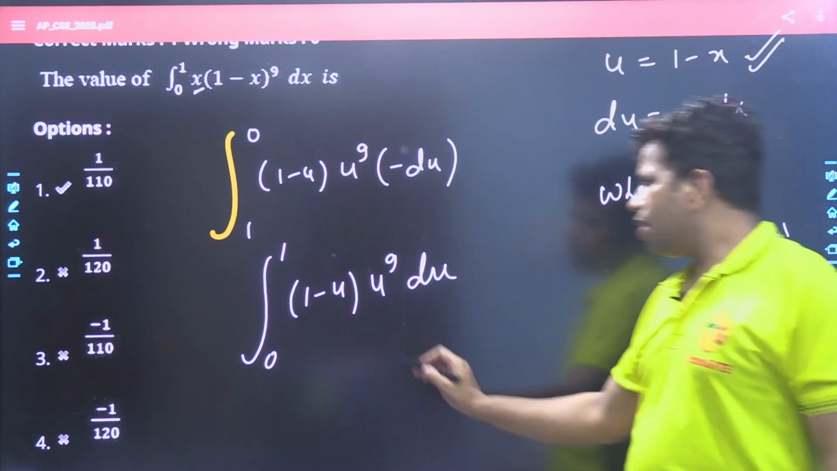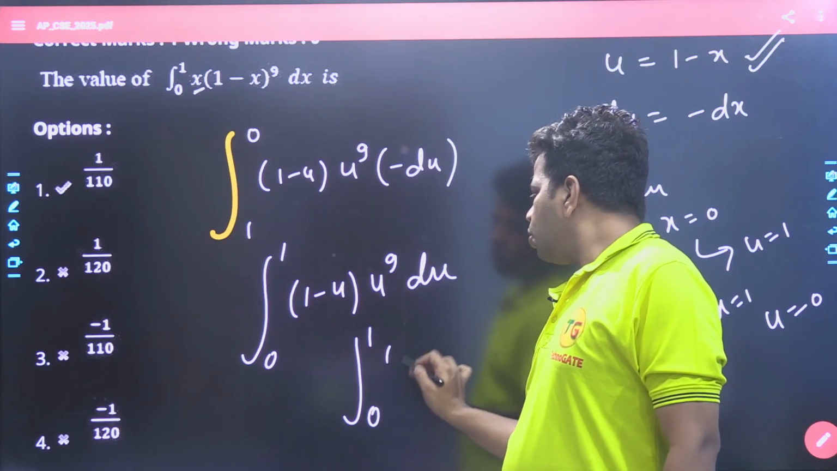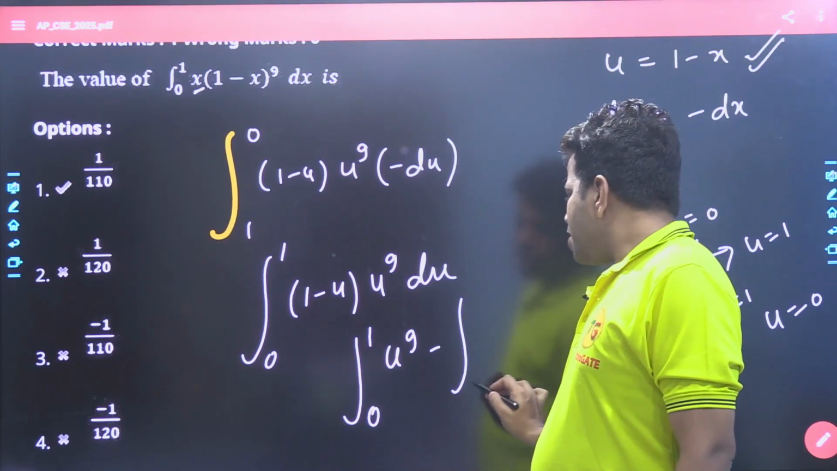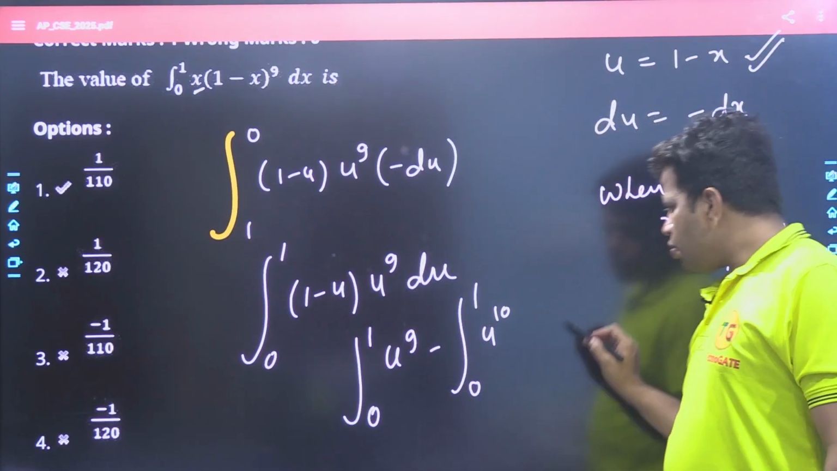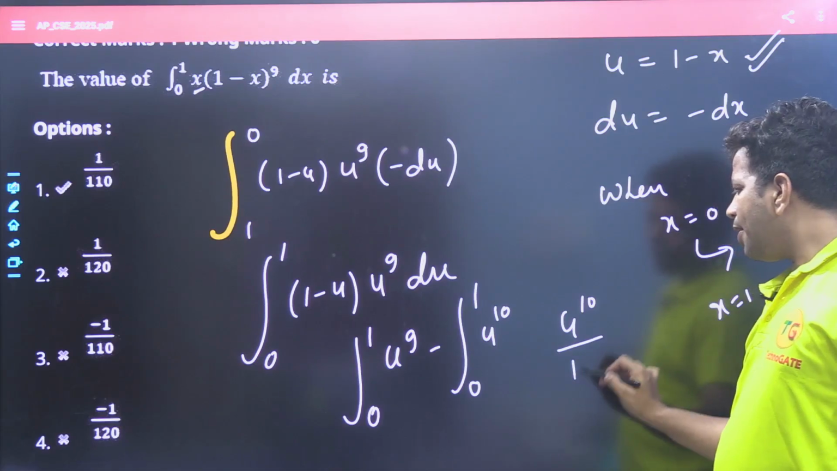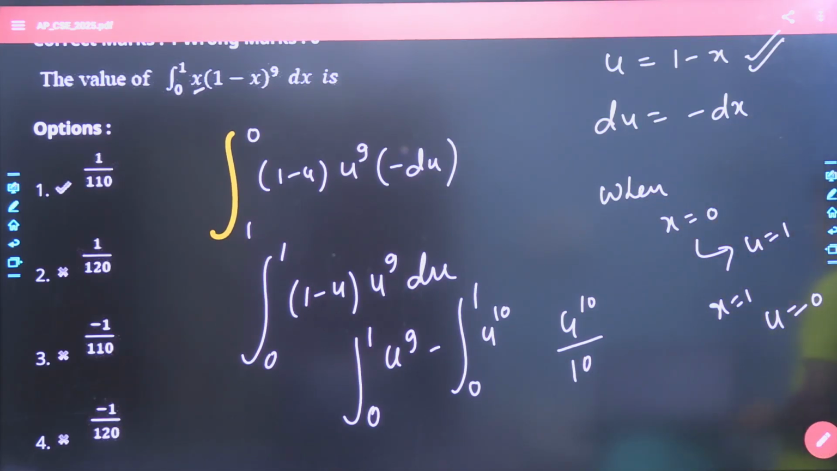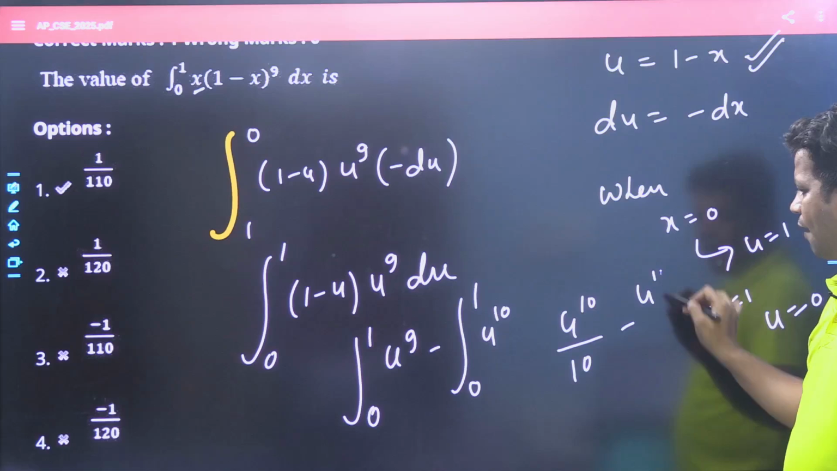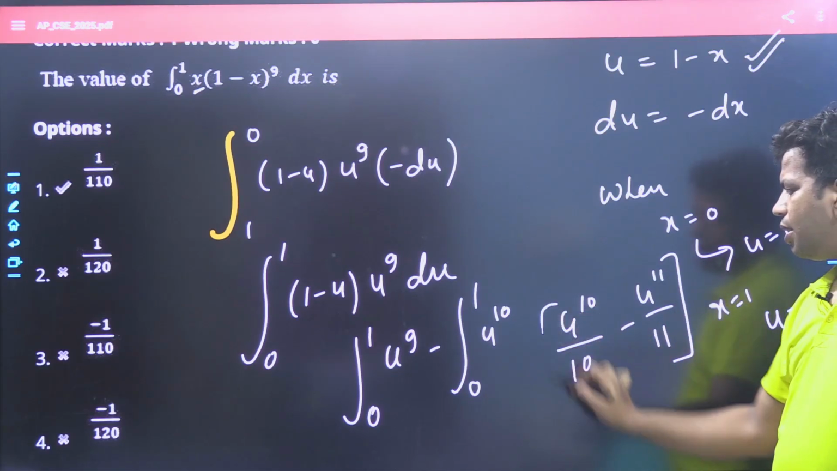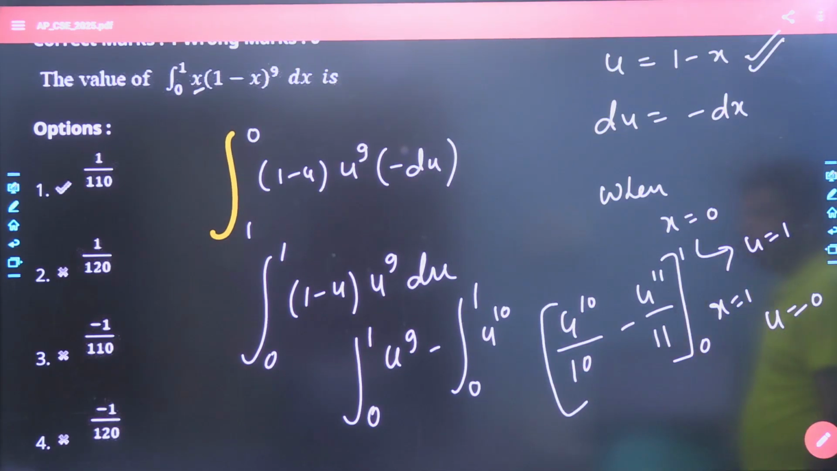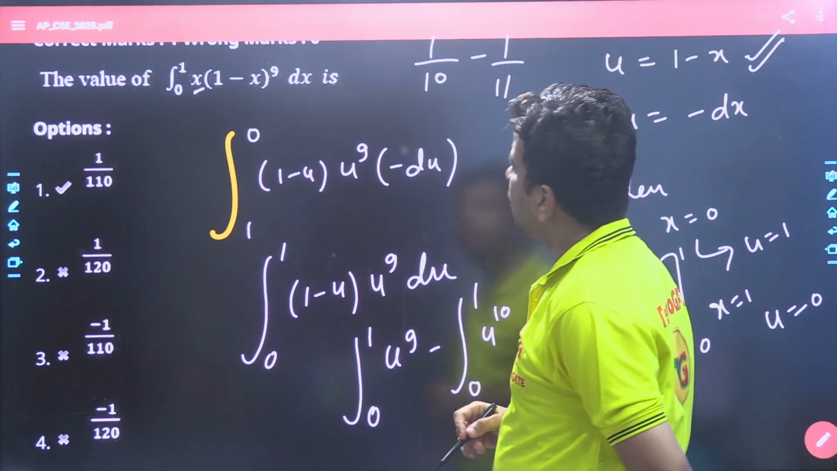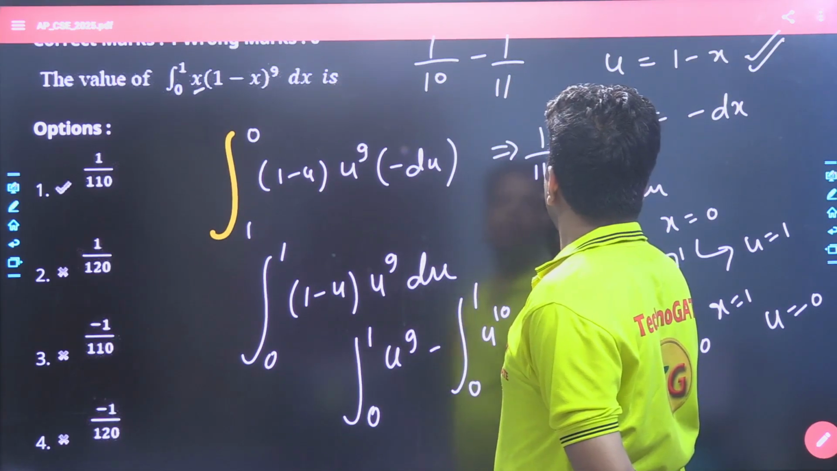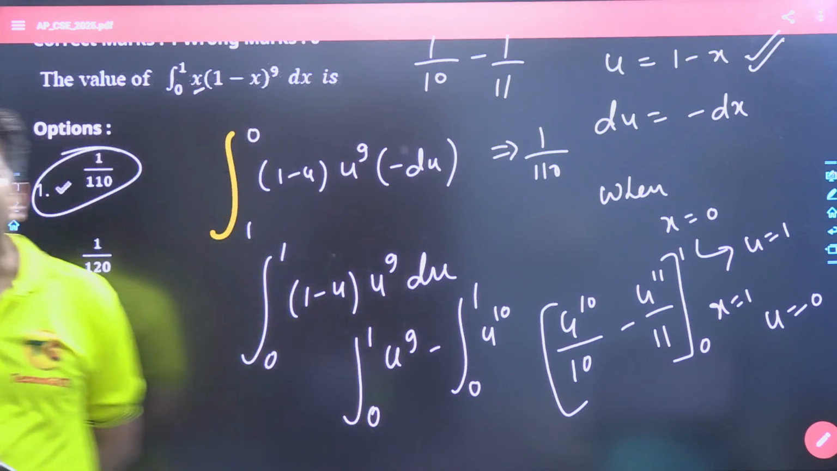So this is simply the integration from 0 to 1 of u to the power 9 minus the integration from 0 to 1 of u times u to the power 9, which becomes u to the power 10. Now u raised to 9 integrates to u raised to 10 divided by 10, minus u raised to 11 divided by 11. The limit is from 0 to 1. So first of all you put the value 1 and then you put the value 0. So 1 by 10 minus 1 by 11. Just solve this equation. On solving this, it becomes 1 by 110. You can go with the first option, 1 by 110.